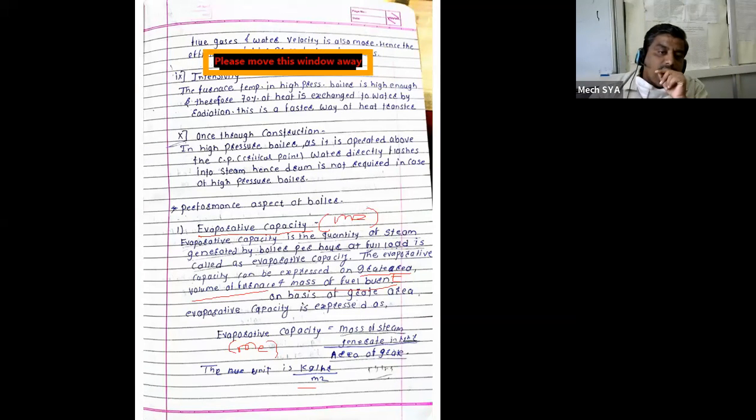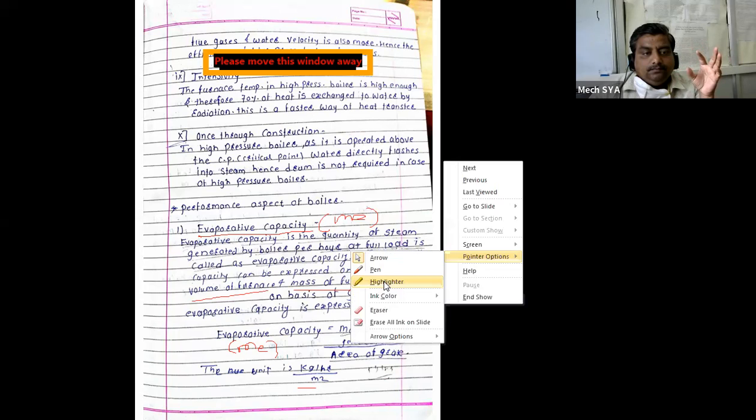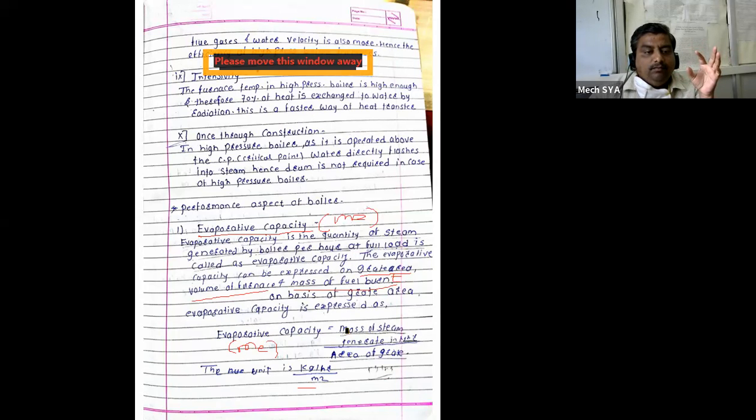When we calculate the evaporative capacity on the basis of grate area, it is the ratio of mass of steam generated in kg per hour divided by the area of grate, and here the unit will be kg per hour per meter square. This is the evaporative capacity on the grate area. As the grate area remains constant throughout the life of the boiler, this evaporative capacity calculated on the basis of grate area generally remains the same throughout the life.